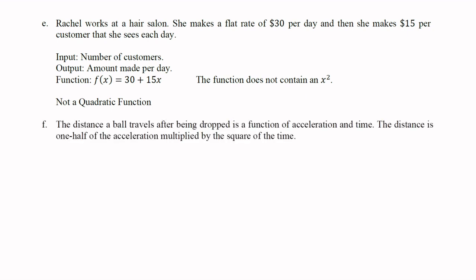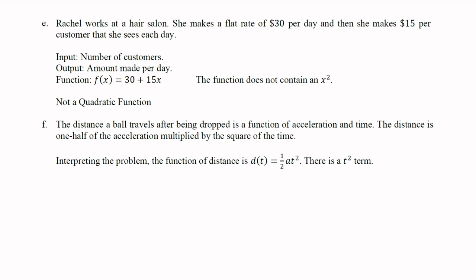And then finally, the distance a ball travels after being dropped is a function of acceleration and time. The distance is 1/2 of the acceleration multiplied by the square of the time. So if we simply take that sentence and write it out and interpret it as an equation or a function, we get d of t is equal to 1/2 a, where a is the acceleration, times t squared, where t is time. So there is a t squared term, which means that this is a quadratic function.